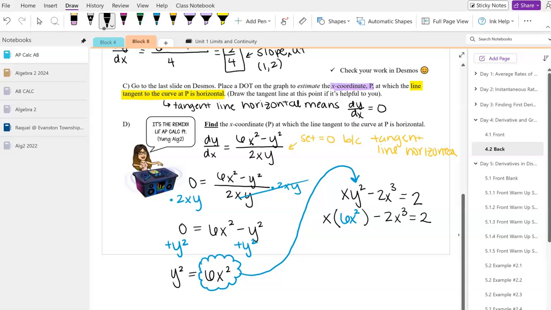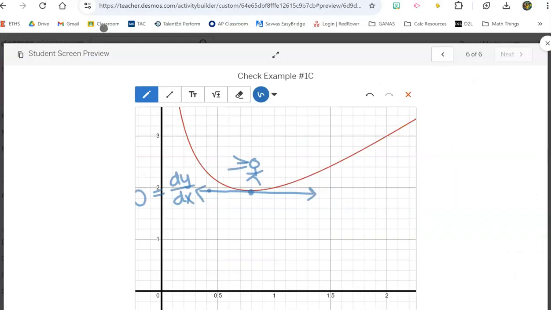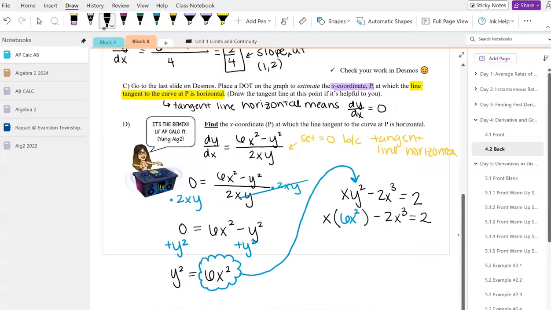Now, the reason why this is helpful is because remember, I'm trying to find this x coordinate P. I'm trying to find where on the graph Surfer Girl is going to be horizontal. And this is so helpful because now I don't need to find a y coordinate. I only care about that x coordinate. So let's start simplifying. 6x squared times x is going to give me 6x cubed minus 2x cubed equals 2. And look at that, I've got like terms. So 6x cubed minus 2x cubed is 4x cubed equals 2. Divide both sides by 4, I end up with x cubed equals 2 over 4, which is the same thing as 1/2. And then I can use my graphing calculator and take a cube root of 1/2.